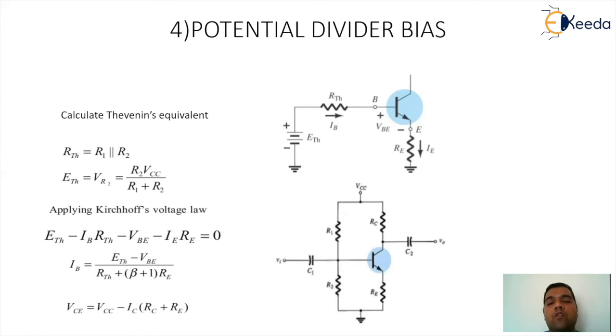If I want to go for calculation of stability factor for all the four circuits, I need to just take the input equations of all four circuits and differentiate with respect to IC, and you will get del IB by del IC. And when I substitute that in the basic formula of stability factor, that is 1 plus beta upon 1 minus beta del IB by del IC, automatically you will find the value of stability factor.